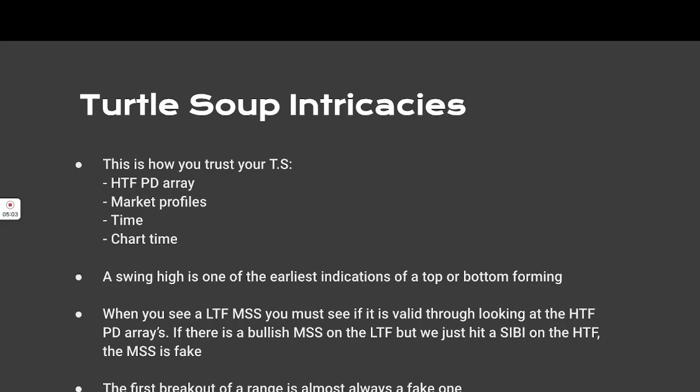When you see a lower time frame market structure shift, you must see if it is valid through looking at the higher time frame PD arrays. If there is a bullish market structure shift on the lower time frame, but we just hit a SIBI on the higher time frame, the market structure shift is fake. The first breakout of a range is almost always a fake one. After considering rule number 1, buy low and sell high, we must look for a market maker model.